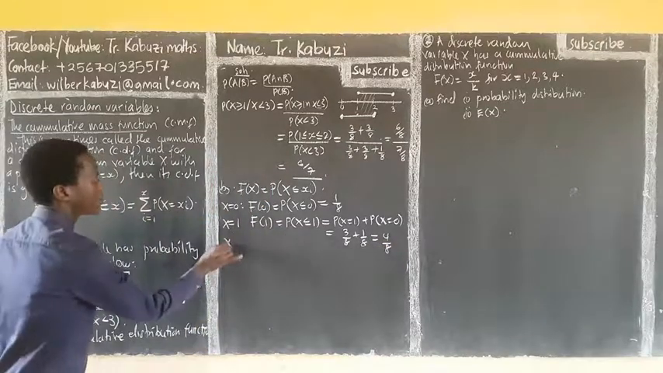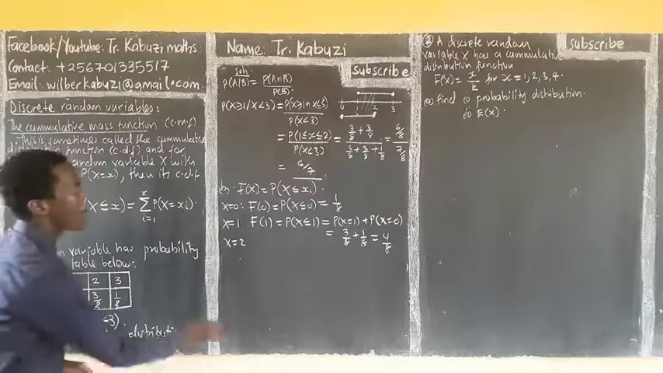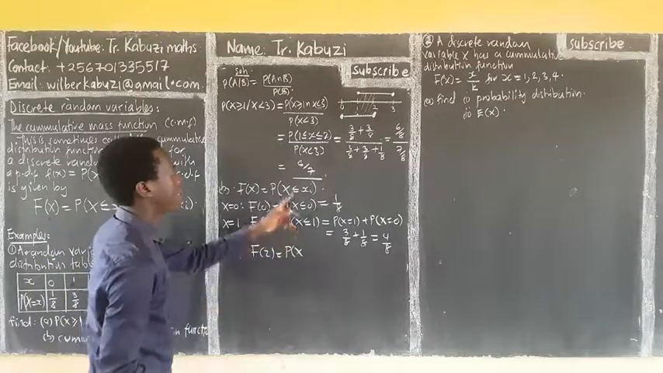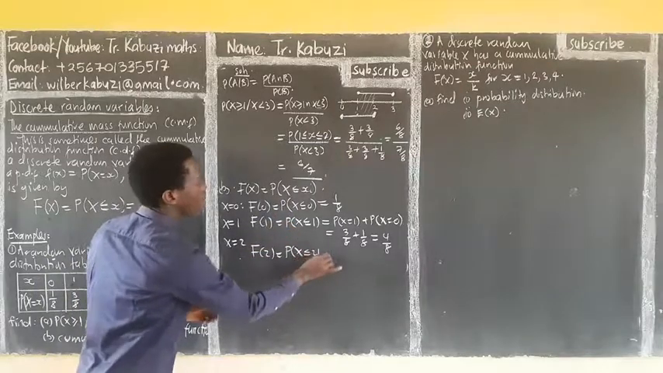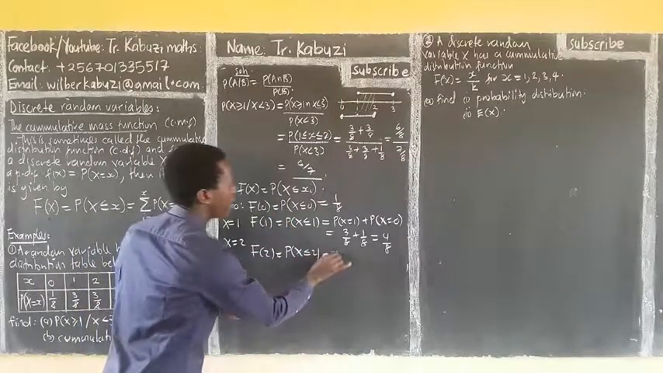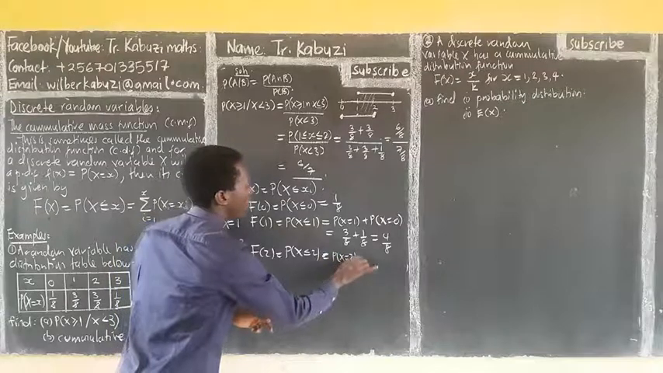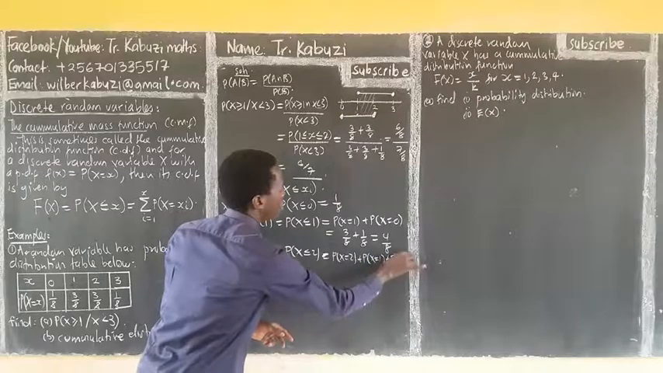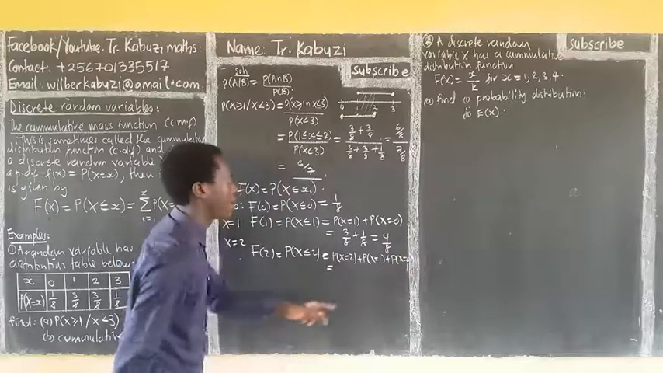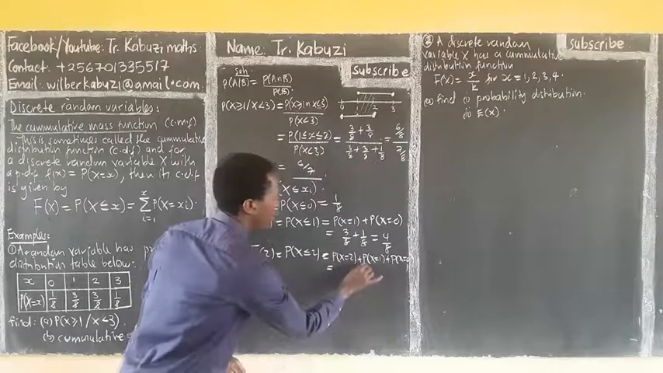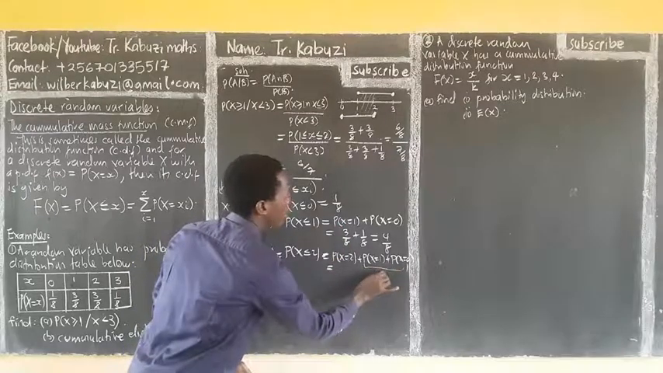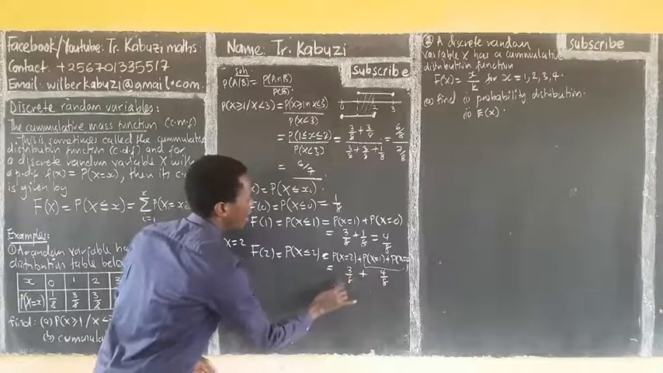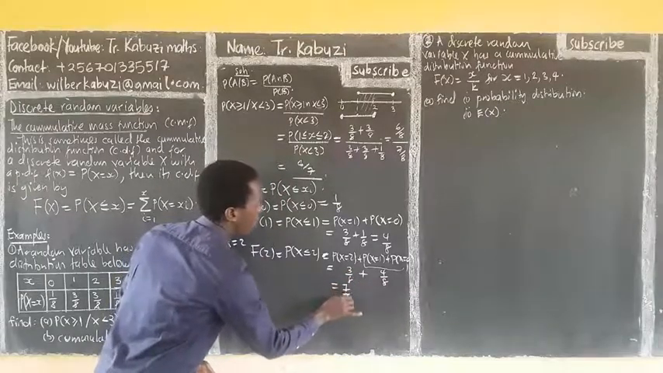So when x is 2, now we need the capital F of 2, which will be the probability of x less than or equal to 2. It means that we shall sum the probabilities when x is equal to 2, when x is equal to 1, and when x is equal to 0. We have seen that these two here, their probability was 4 over 8, plus 3 over 8, which will give us 7 over 8.